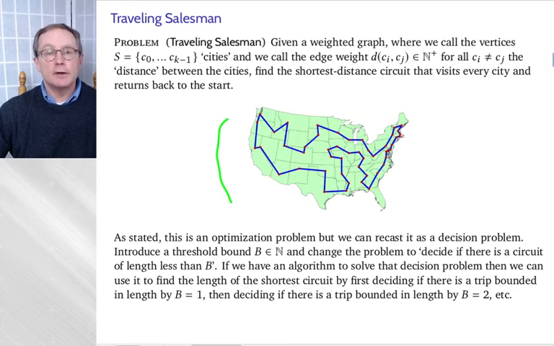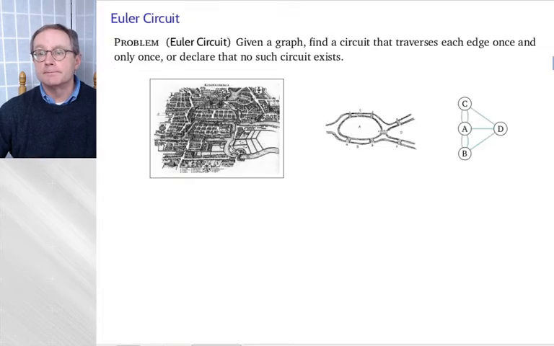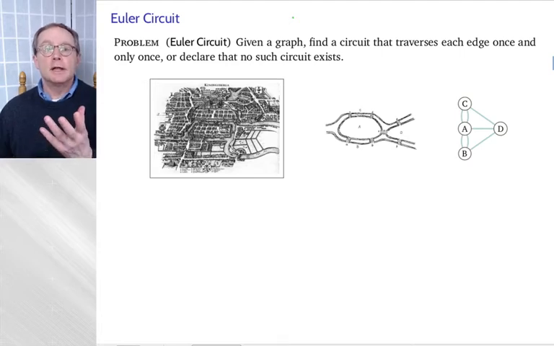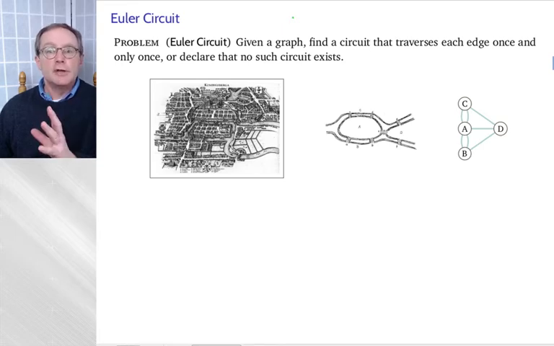So there's a trick there, there's a technique to turn optimization problems into decision problems that we'll talk about more later. Here's another example of a famous problem, the Euler Circuit problem. Whereas Hamiltonian Circuit, the idea is to touch each vertex once and only once, and if it so happens that there is an edge, you don't go through that edge, no problem. With Euler Circuit, it's the exact opposite. You want to traverse each edge once and only once, or declare that you can't.